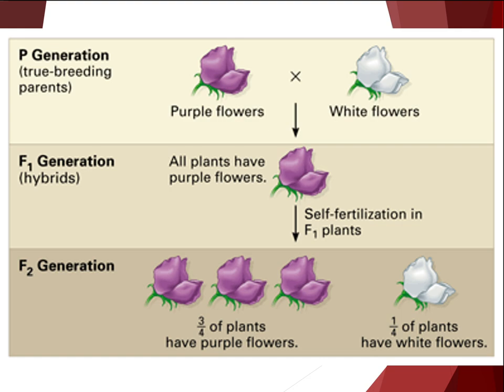He then crossbred plants from the F1 generation with each other. The offspring are called the F2 generation, for second filial. And so we can ask, what were the resulting flower colors for the F1 and F2 generations?